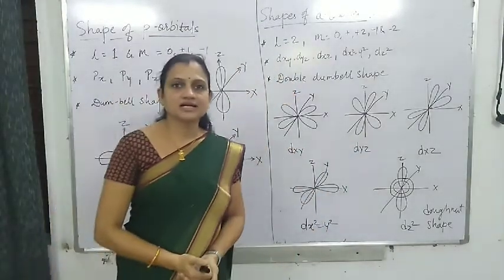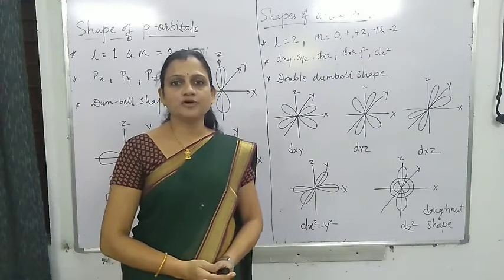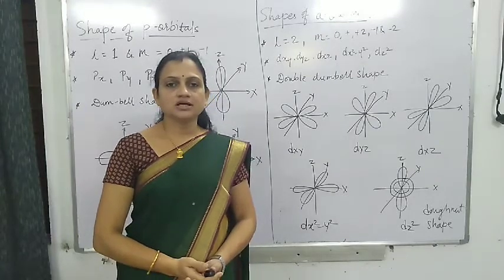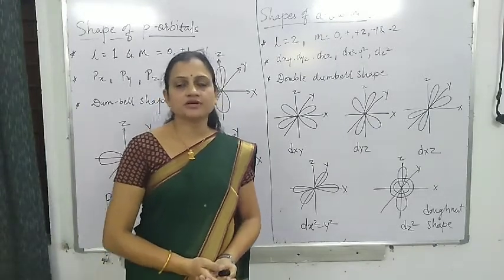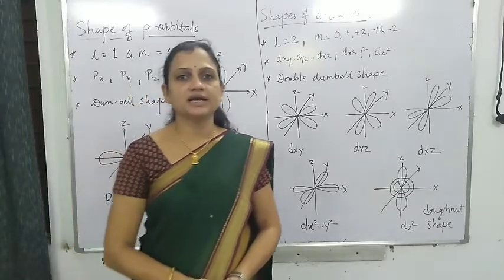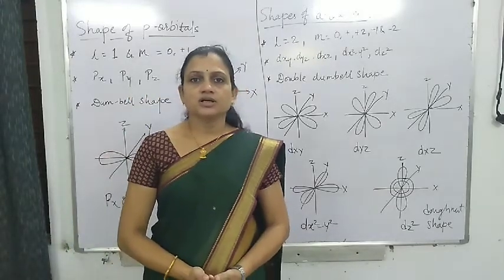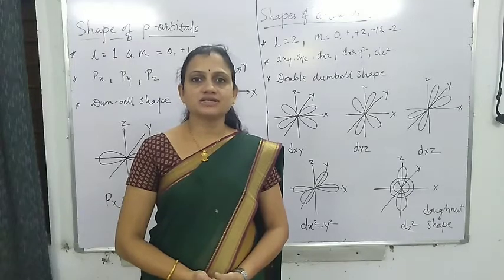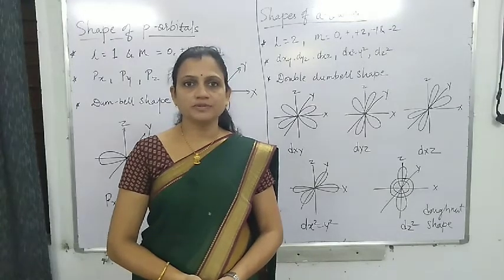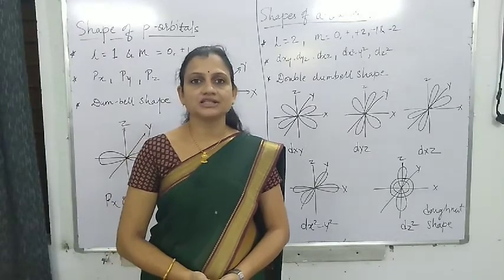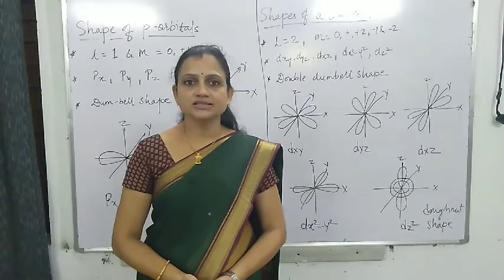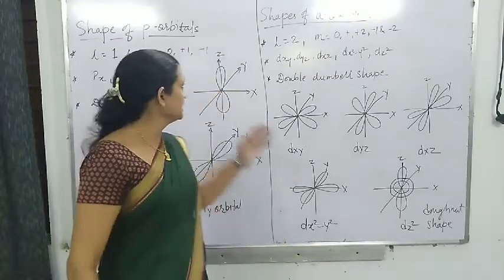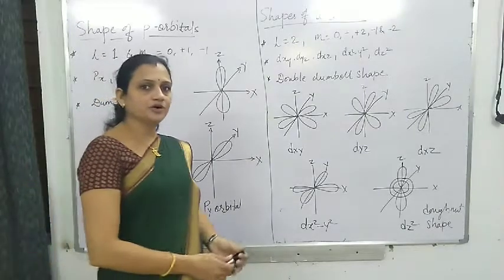In our previous class we studied the shape of the s orbital. Here we are going to study the shapes of the different orbitals: s, p, d and f. In the previous class we saw that the s orbital has a non-directional, spherically symmetrical shape. Now the next is the shape of the p orbital.